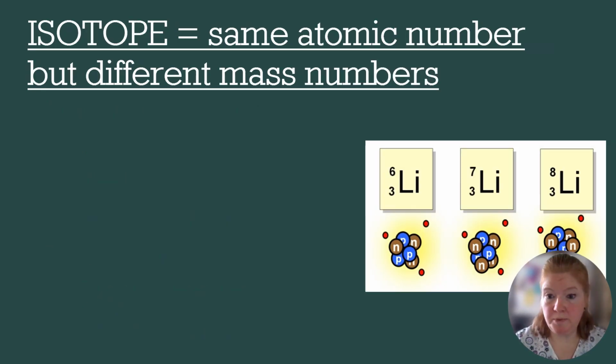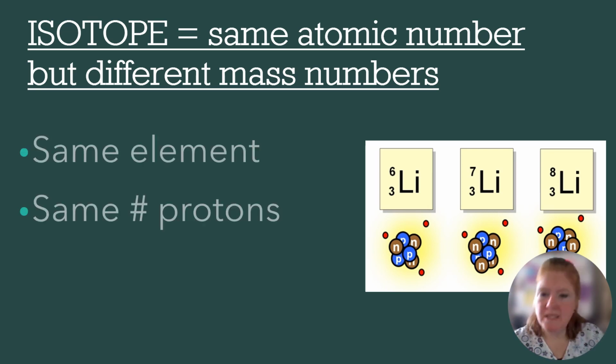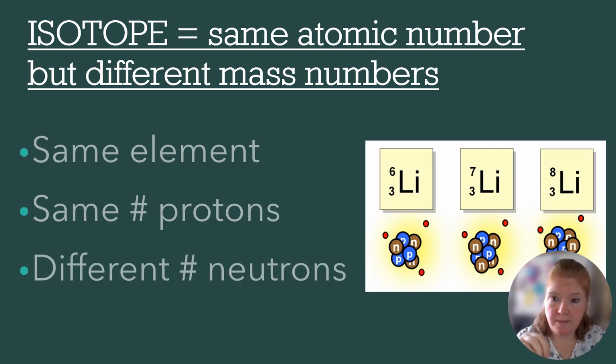An isotope, right? Isotopes are atoms of the same element, but they have a different number of neutrons. So they will have the same number of protons, but a different number of neutrons. That's literally the only way to be the same element, because the number of protons defines the element. Hydrogen always has 1 proton. Lithium always has 3 protons. Oxygen always has 8 protons, okay? And then the number of neutrons can be different.